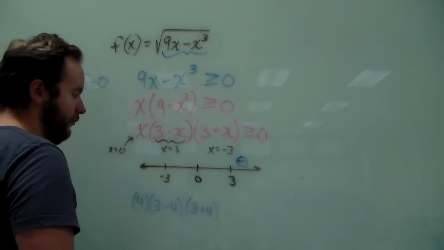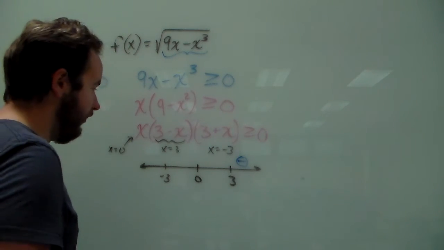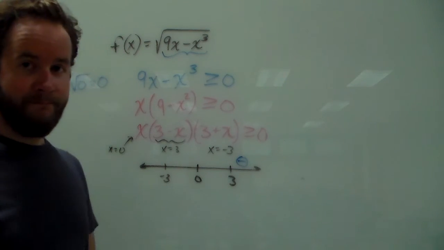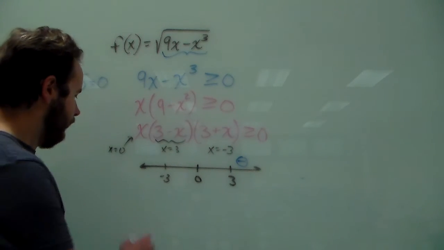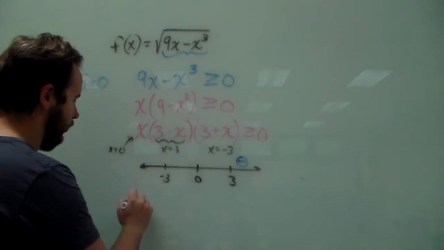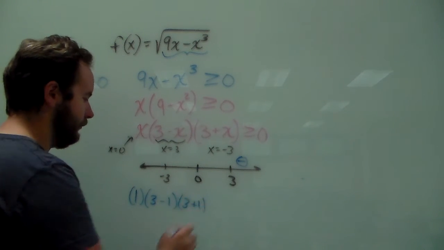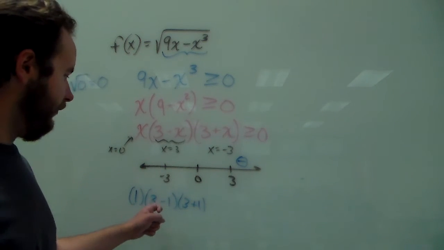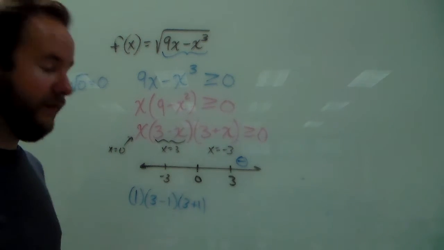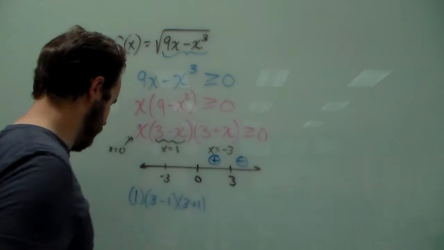Okay? Let's continue this process. Pick your favorite number, for those of you watching at home, between 0 and 3. Some of you said 1, some of you said 2. Let's go with 1. One's a little bit easier to plug in. When I plug in 1 for x, I get 1 times 3 minus 1 times 3 plus 1. Does it come out to be a positive or a negative result? Positive: 3 minus 1 is positive, 3 plus 1 is positive, and a positive times a positive times a positive is a positive. All right?